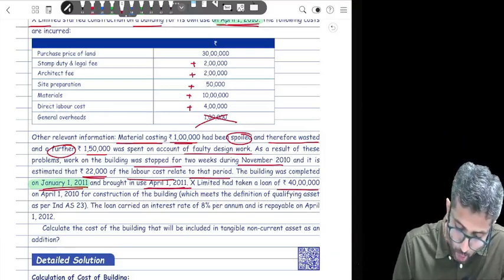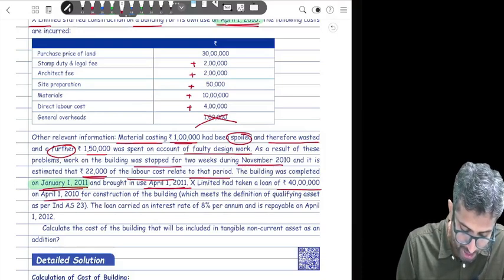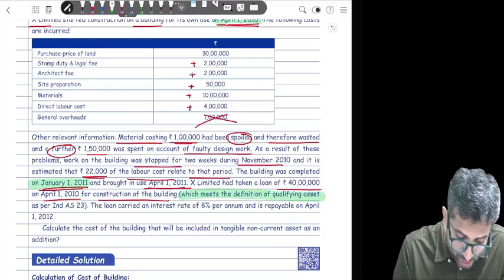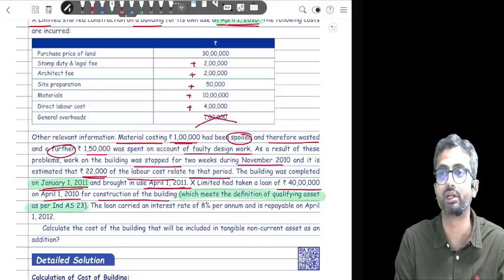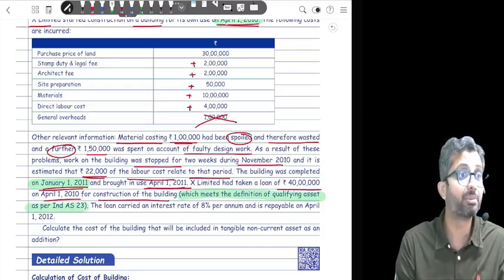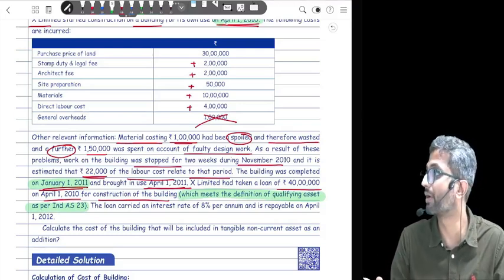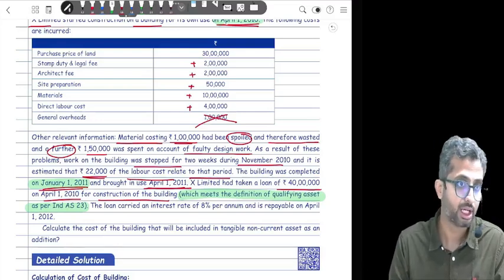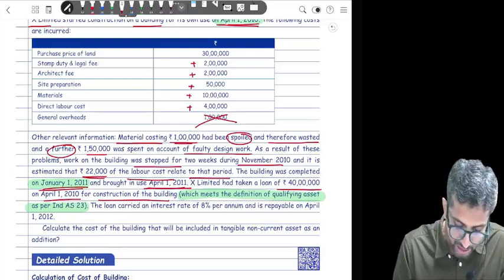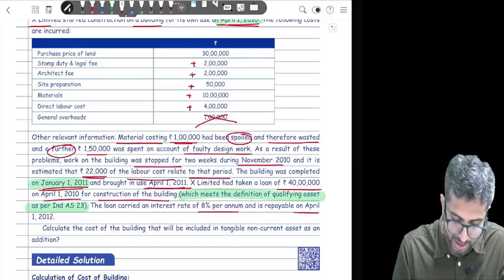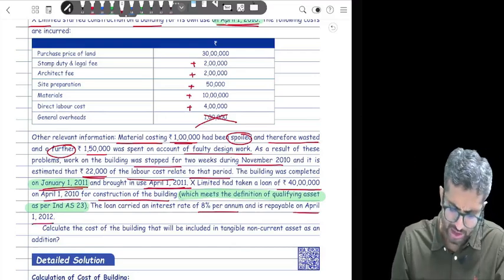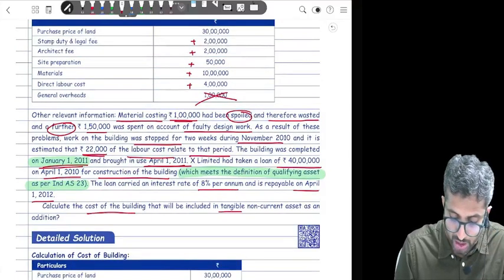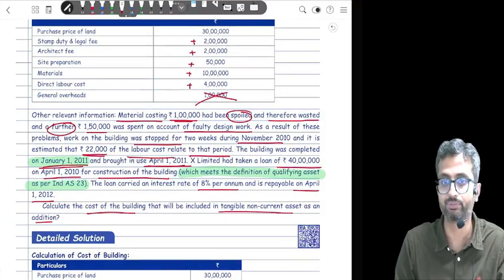X Limited had taken a loan of 40 lakhs on 1st April 2010 for construction of the building, okay, which meets the definition of qualifying asset as per Ind AS 23. We have specifically been told that it meets the definition of qualifying asset as per Ind AS 23. So will you consider the borrowing cost for this? Yes. The loan carried an interest at the rate of 8% per annum and is repayable on 1st April 2012. So that is 1 or 2 years. Calculate the cost of building that will be included in tangible non-current asset as an addition.